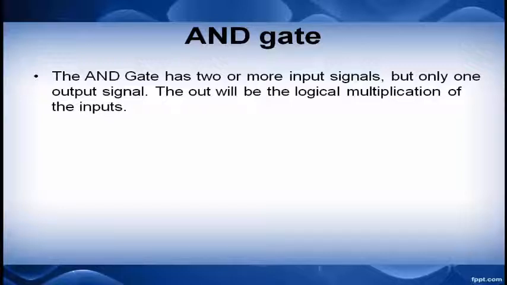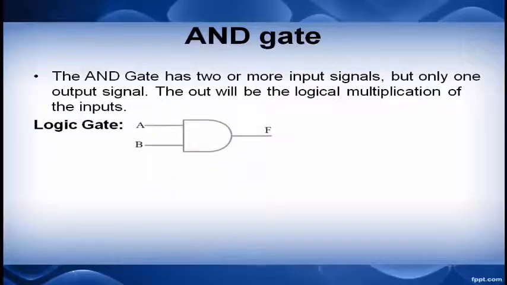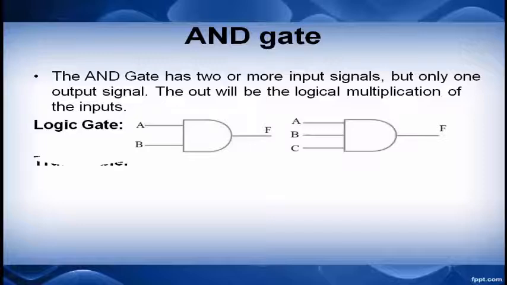The AND gate has 2 or more input signals but only one output signal. The output will be the logic multiplication of the inputs. Now I am going to explain the logic gate. This logic gate consists of 2 inputs A and B. The output is F. Another logic gate is here. There are 3 inputs and only one output signal. A, B, C are the 3 inputs and F is the output signal.